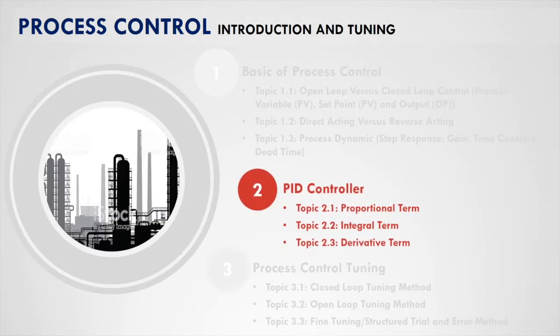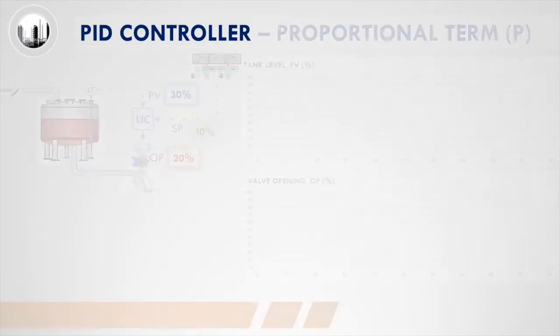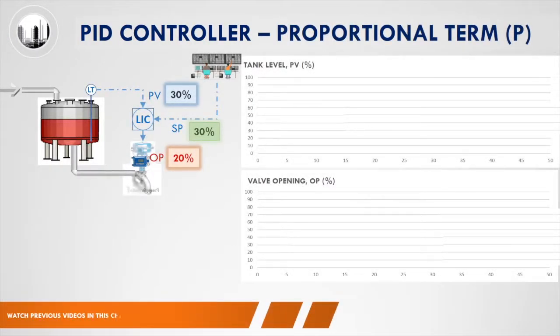We will use the tank level controller to demonstrate the basic principle of proportional action. In steady-state process, the level of the tank PV matches the set point, which is 30%. In this stage, there is no error. Thus, the control valve opening percentage do not need to be adjusted.